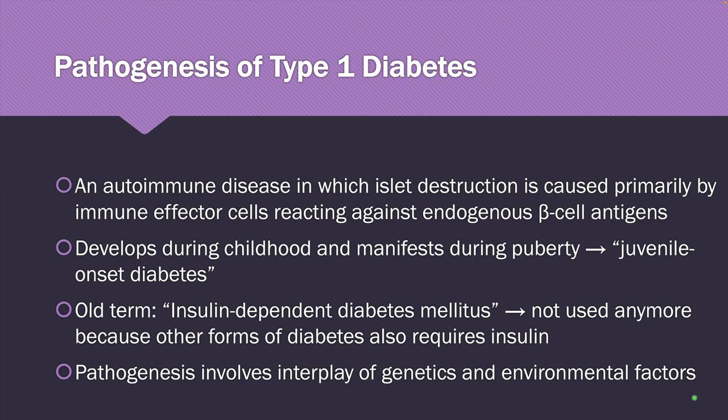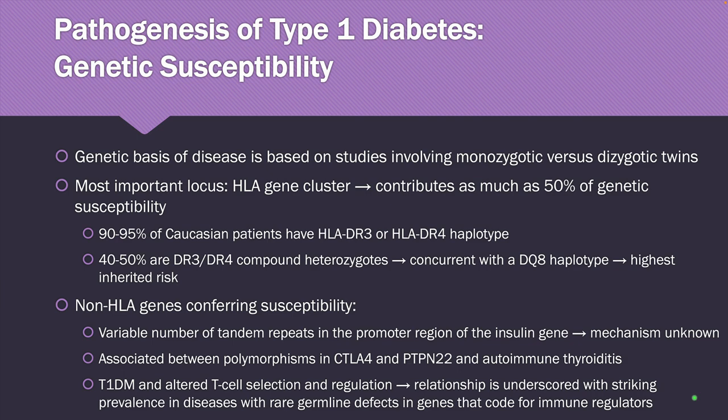The pathogenesis involves interplay of genetic and environmental factors, and we'll be discussing that. With regards to genetic factors, it has been studied that the most important locus is the HLA gene cluster, contributing as much as 50% of genetic susceptibility. 90 to 95% of Caucasian patients have the HLA-DR3 or HLA-DR4 haplotype. And merong ding compound heterozygotes na with DR3, DR4 that are around 40 to 50%.